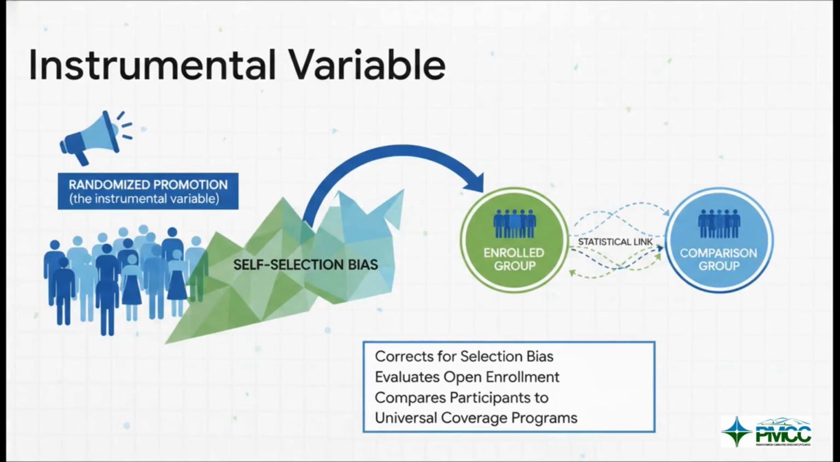Now, what about voluntary programs with universal coverage? Here, we have a major problem. Highly motivated people will self-select into the program. You obviously can't just compare them to unmotivated non-participants. So, we use an instrumental variable.